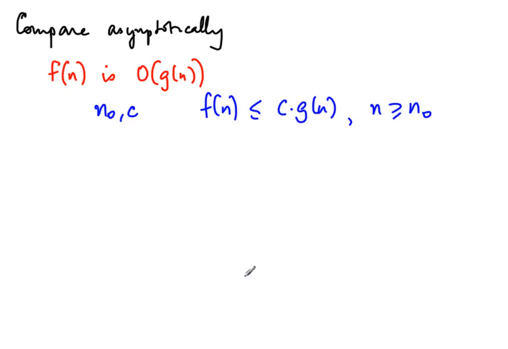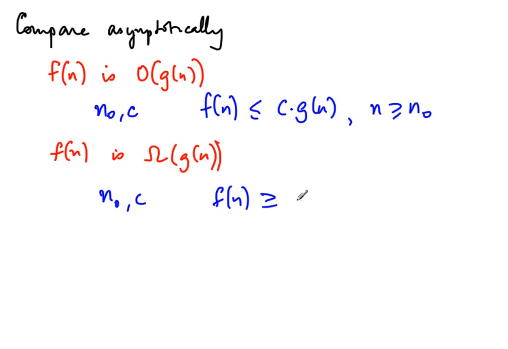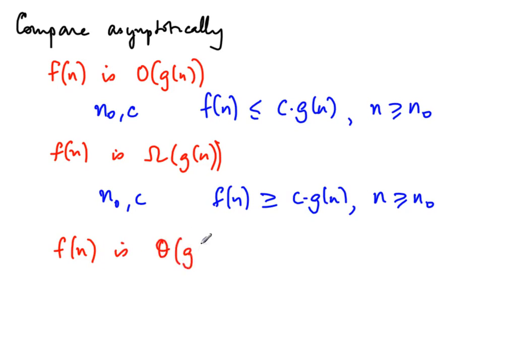On the other hand, we can also establish lower bounds. We can say that f of n is omega of g of n if once again we can find constants n0 and c, but this time f of n is always above c times g of n for all n bigger than n0. And finally, we can say that the two are the same order of magnitude. So f of n is theta of g of n.